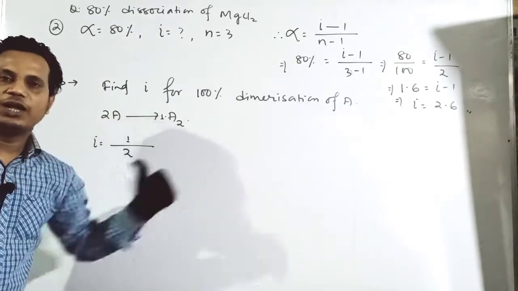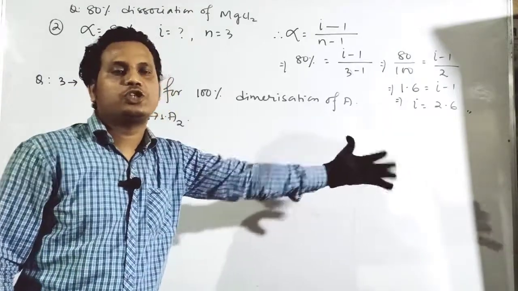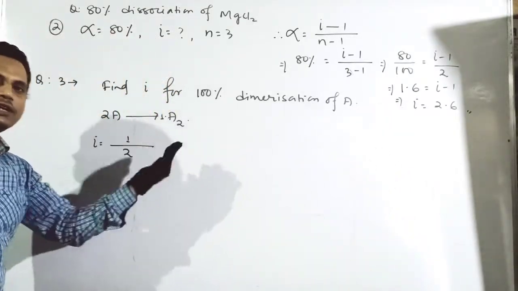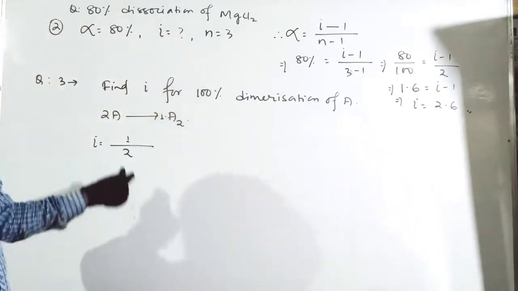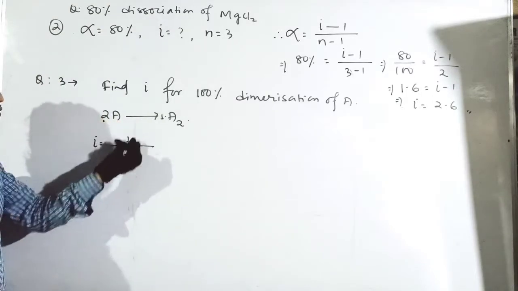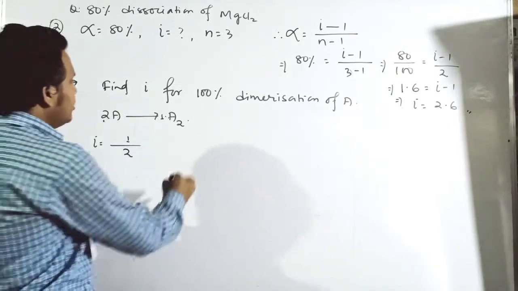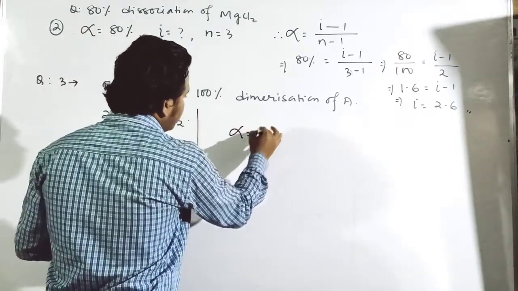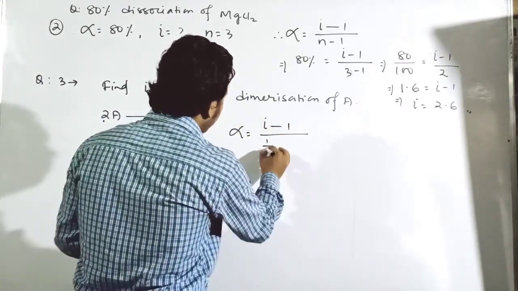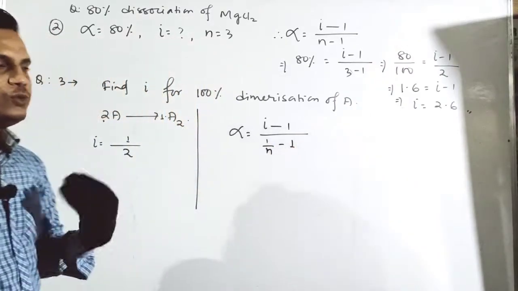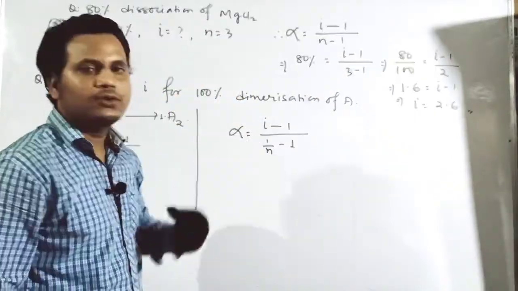What was the formula? Number of moles of particle after association, 1, divided by number of moles of particle before association. So before association is 2, so 1 by 2, 0.5. Okay. Now using formula, so what was the formula? Alpha is equal to I minus 1 by n minus 1. This was the formula for degree of association. For dissociation it is n, for association it is 1 by n.